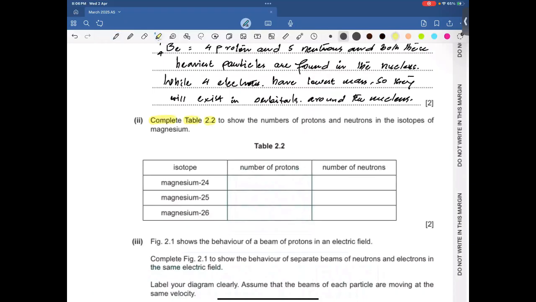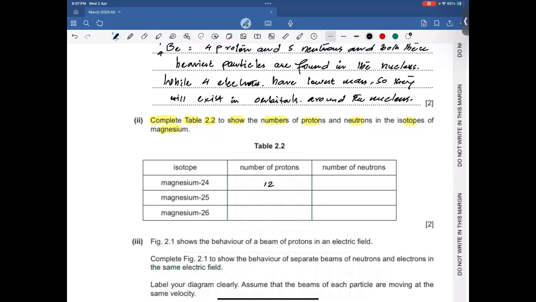Next part, complete table 2.2 to show the numbers of protons and neutrons in the isotopes of magnesium. Magnesium has an atomic number of 24 and its isotope is magnesium 24. The number of protons is 24. Number of protons is again 24. You know, in isotopes, we have same proton number and electron number, but different number of neutrons. So obviously number of protons in each isotope would be same. Oh, my bad. What's the silliest mistake I've done?